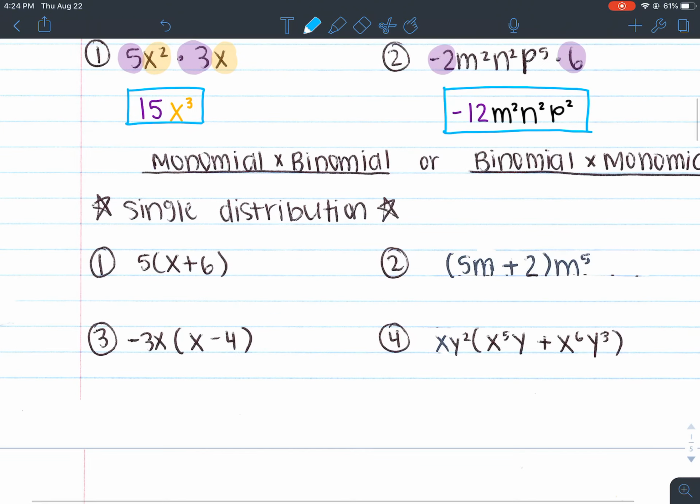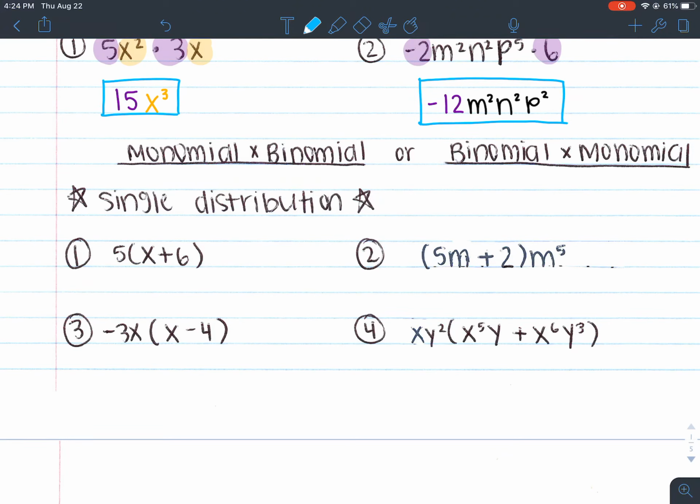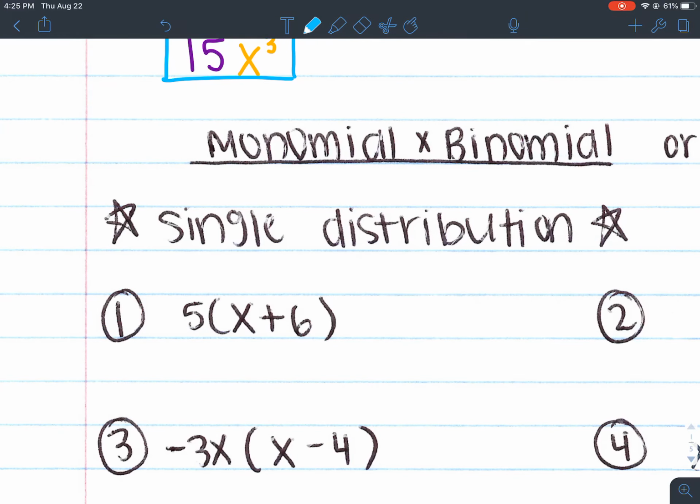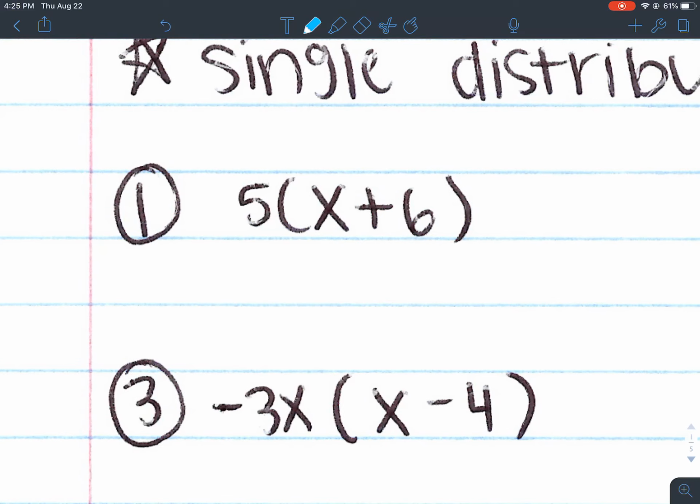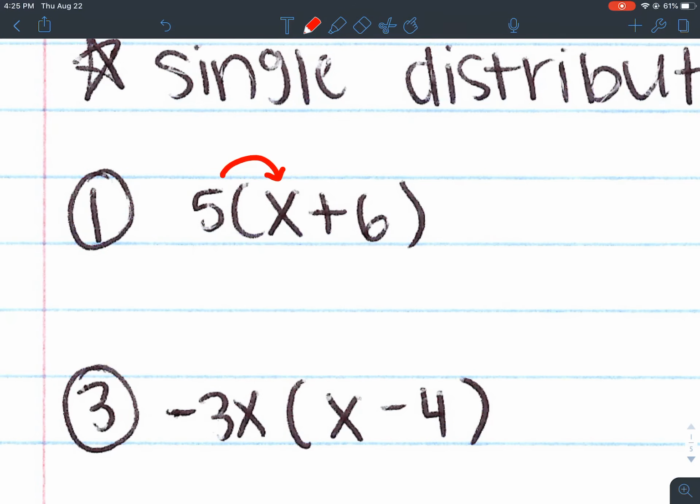All right, let's move on to single distribution, or a binomial times a monomial, or monomial times a binomial. What's a monomial? One term. A binomial is two terms. So something like number 1 we've seen before. And we just do single distribution because we're distributing only one term. I'm going to distribute the 5 to the x. 5 times x is going to be 5x. And then I have 5 times 6, which is going to be positive 30.